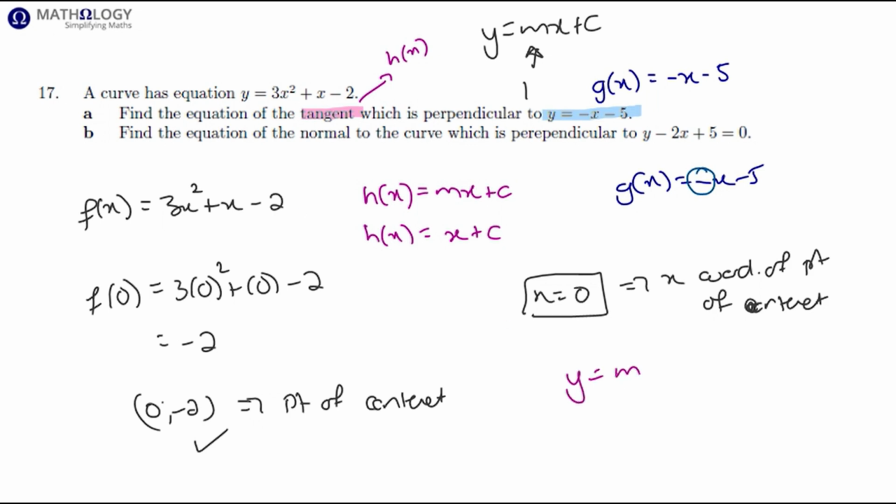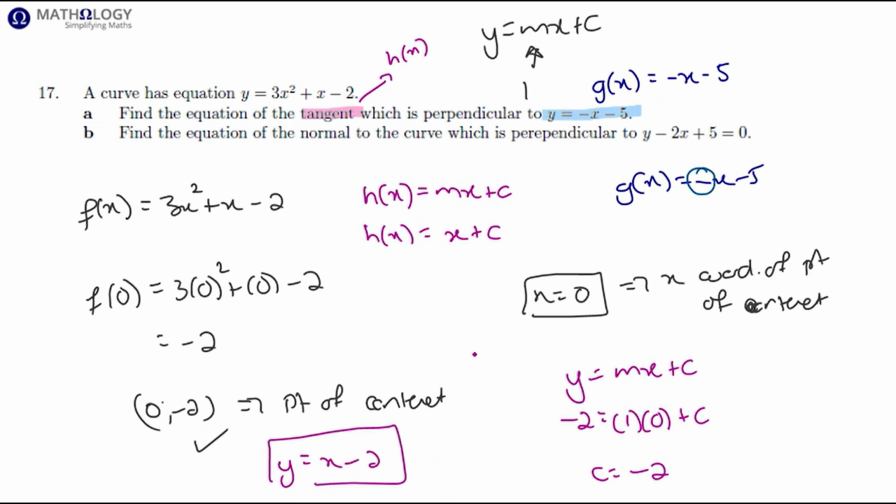So y equals mx plus c, minus 2 equals, the gradient is 1, x is 0, so c equals minus 2. So y equals x minus 2, and if you like, this is h of x, which equals x minus 2, and this is the equation of the tangent to f of x, and this tangent is perpendicular to g of x, and we're going to illustrate that graphically as well.